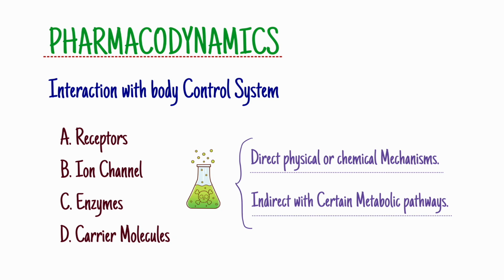Here we need to understand that for a drug to interact, it needs targets. There are actually many targets, but we are concerned with the four big targets that the drug interacts with to produce an effect. You have receptors, and receptors are divided into types; we will discuss them later. You have ion channels, you have enzymes, you have carrier molecules.